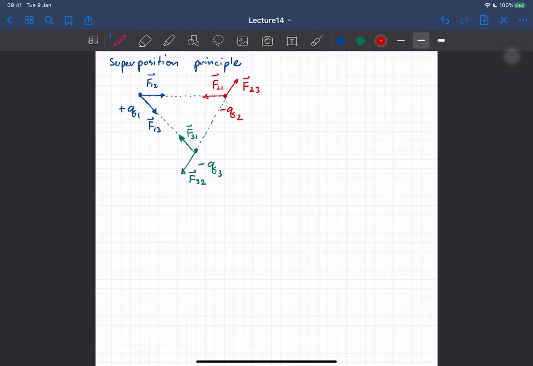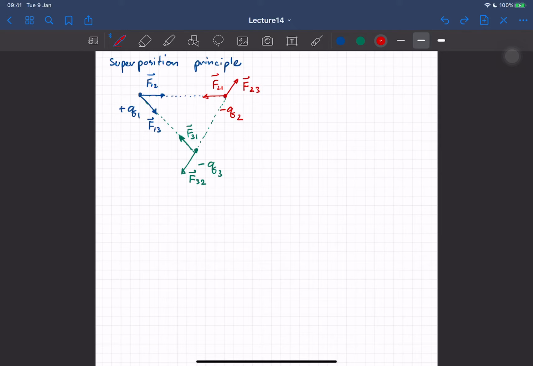Make sure you understand everything in this picture, why this vector is pointing this way, why this vector is pointing this way. It's very important because once you get this, everything else that follows is going to be a lot easier. All right?